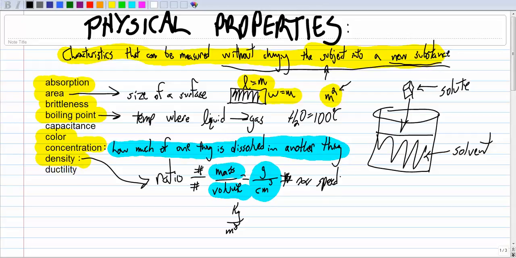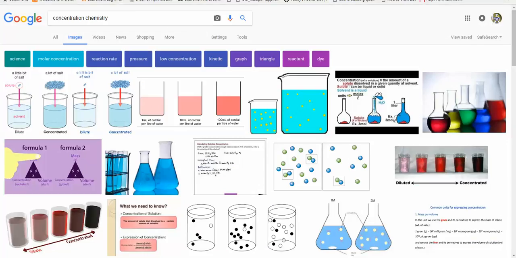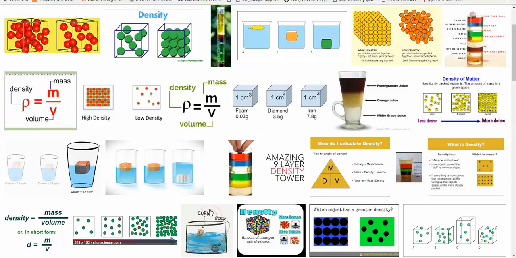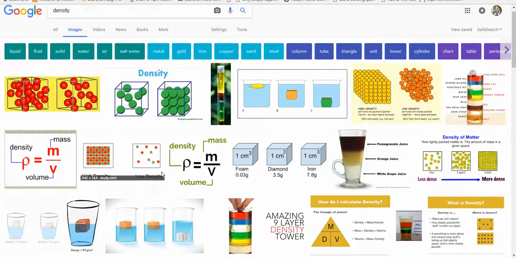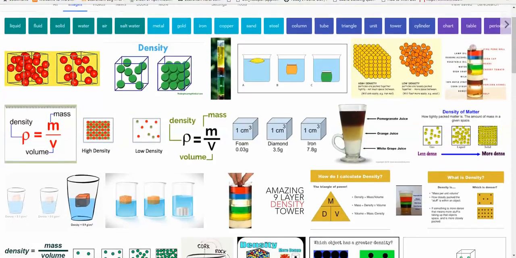Speed is a ratio of distance to time, you know, miles per hour. You've seen that sort of stuff before. Next term on my list, ductility. Ductility, that is a metal's ability to be drawn out into a wire. So here's something on density that I should have shown you, but I didn't.